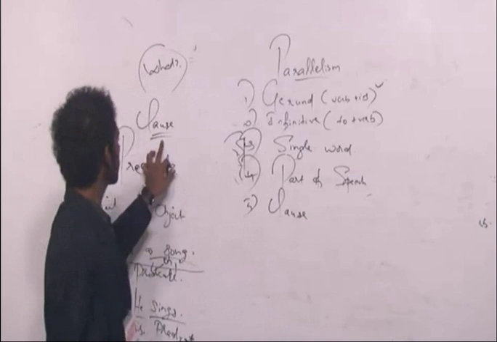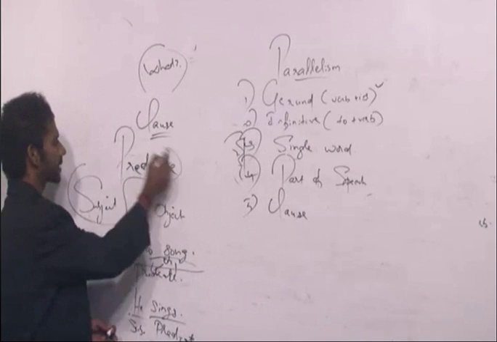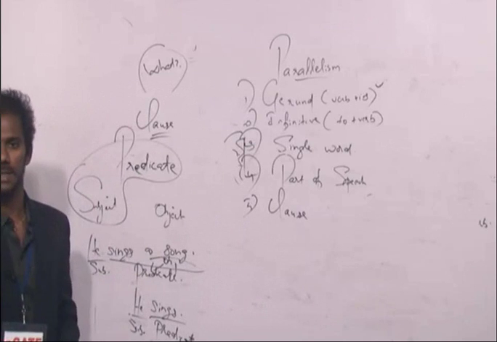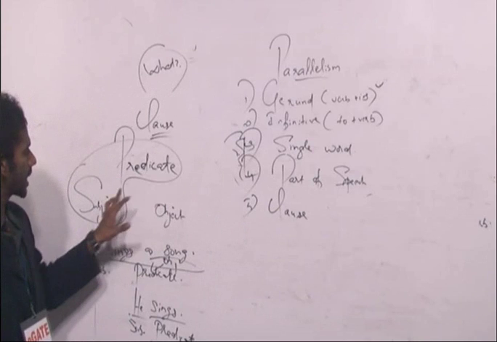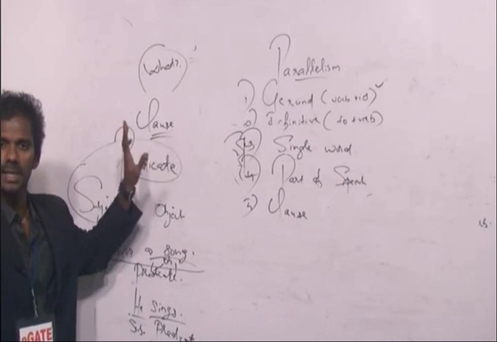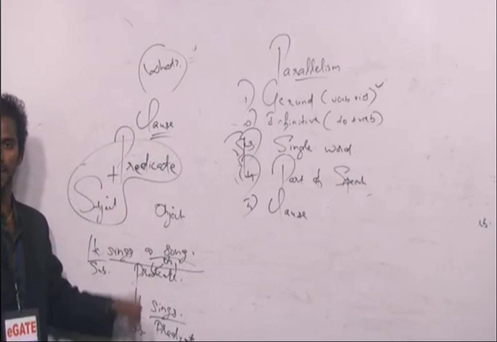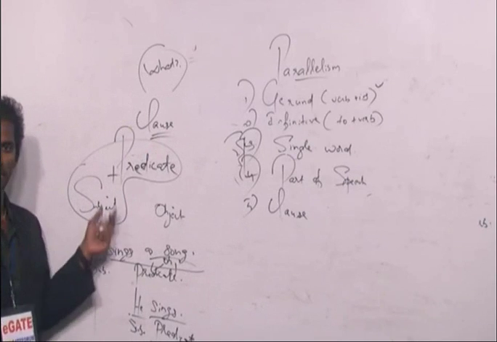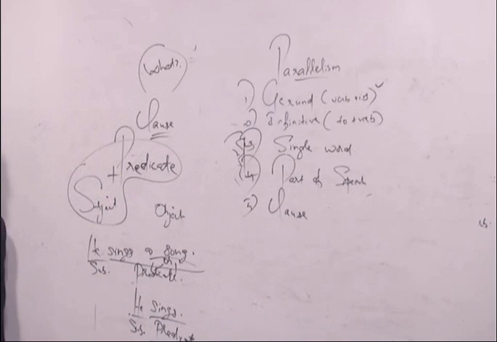Now, a clause is a part of a sentence containing a subject and a predicate. A part of a sentence containing a subject and a predicate is termed as a clause. That means clause is subject plus predicate. Clear? Fine. Now come to the same thing.